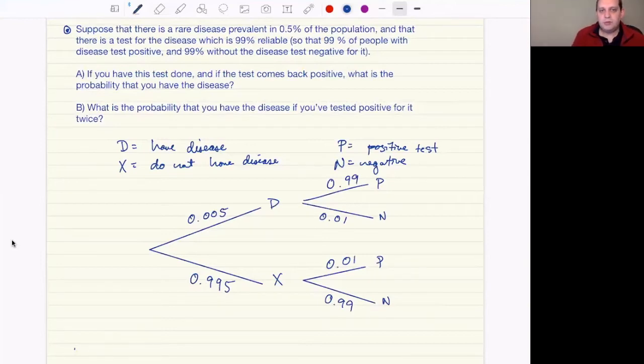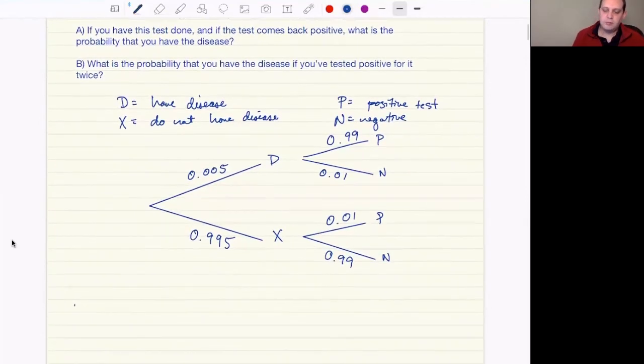And what we want to figure out is the probability that we have the disease given that we had a positive test. I just realized that I'm using P in 2 different ways here, but hopefully that's clear enough. This P stands for probability. This P on the inside is the event that you have a positive test. So we want to know the probability that we have the disease given that we had a positive test.